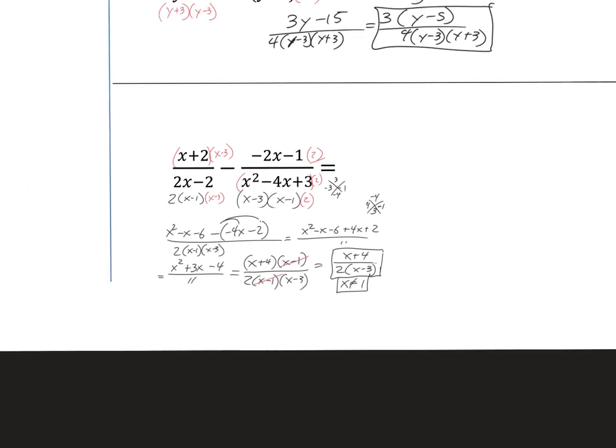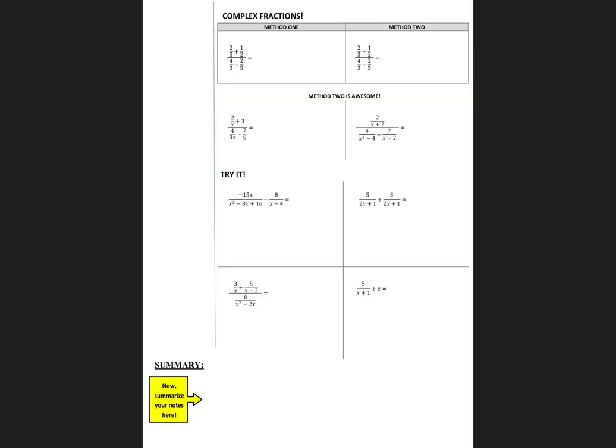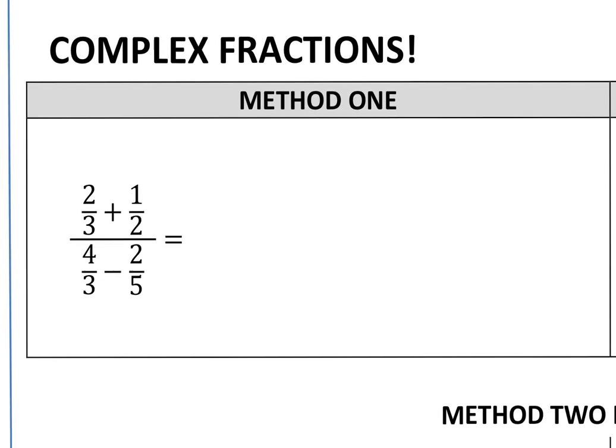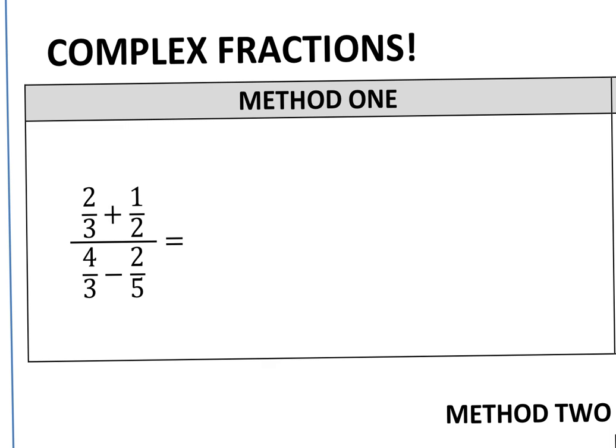All right, let's move on. Now, what do we do if we have complex fractions? So let's take a look at method 1. Method 1 is what you're probably familiar with, and that is just getting common denominators on the top. So on the top, I would want to multiply this by 3 over 3. Over here, I do 2 over 2. On the bottom, my common denominator is going to be 15, so I'm going to do 3 over 3 here, 5 over 5 here.